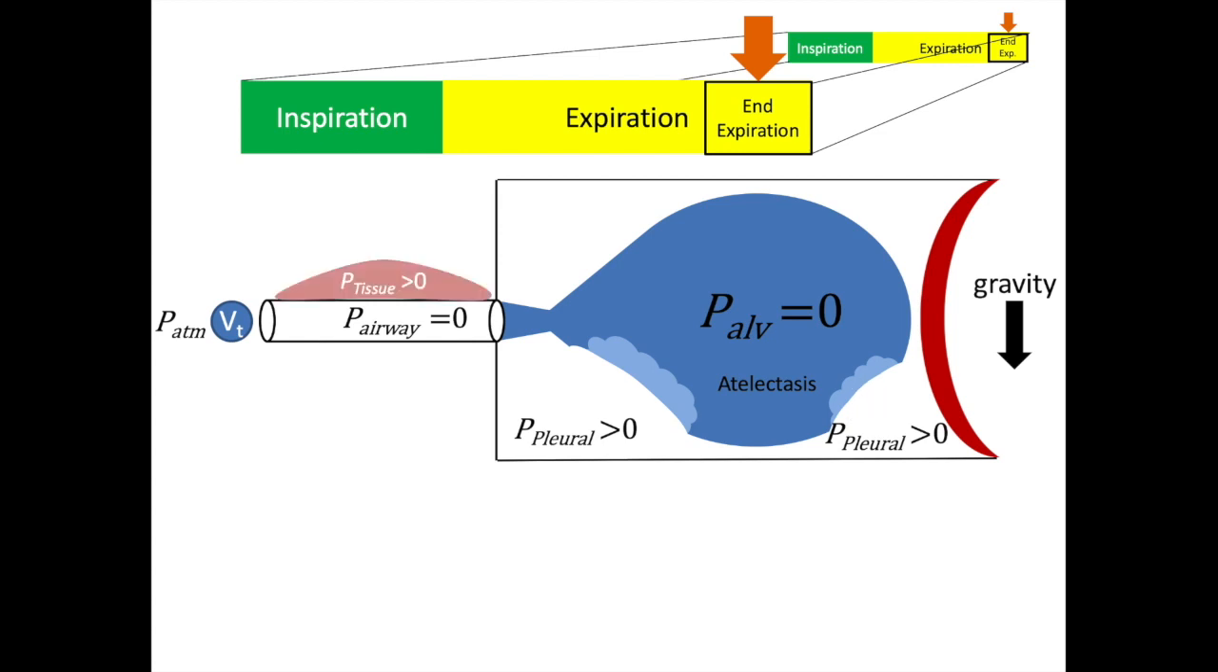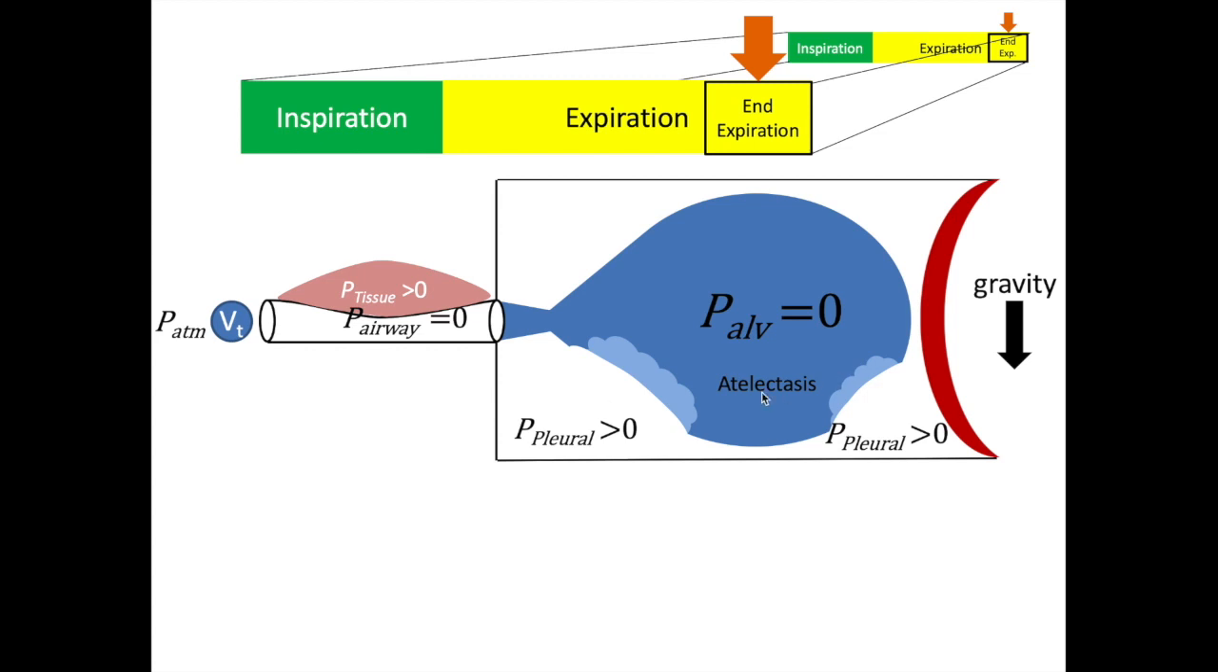The other thing that can happen is that there's tissue on the airway, right? So if you're lying down, like your tongue or your soft palate can be pushing down on your airway by the effects of gravity, meaning the pressure created by the tissue is greater than 0. So that can cause the airway to collapse because the tissue pressure is greater than the airway pressure.